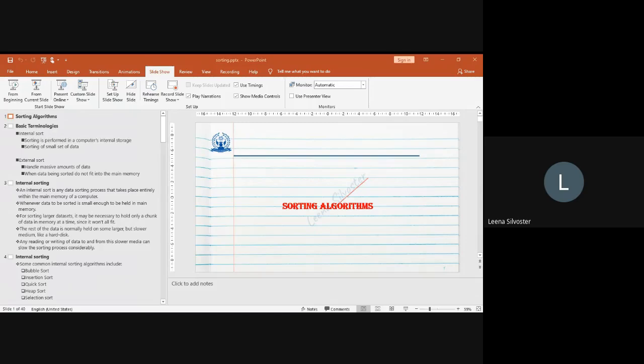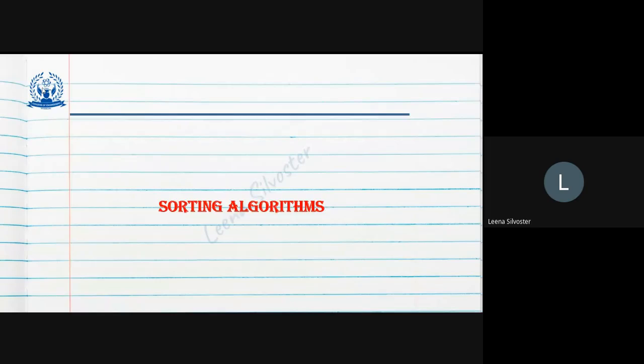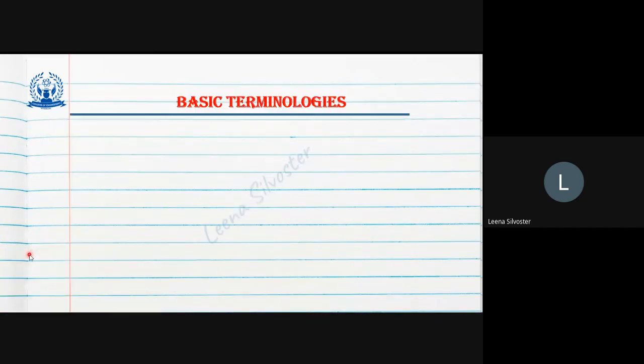Okay, last module. It's about sorting algorithms. So, basic terminologies. So internal sorting. What do you mean by internal sorting? Any idea?